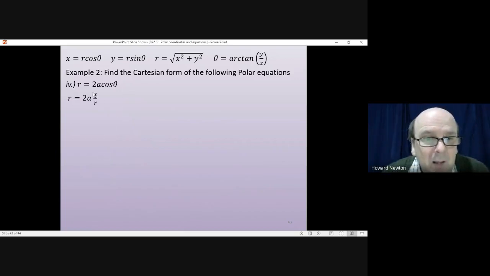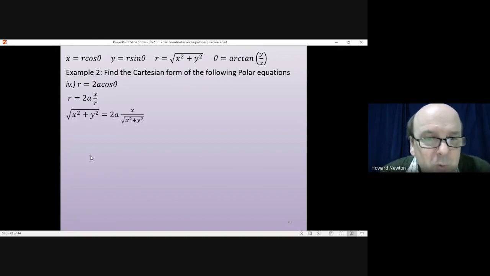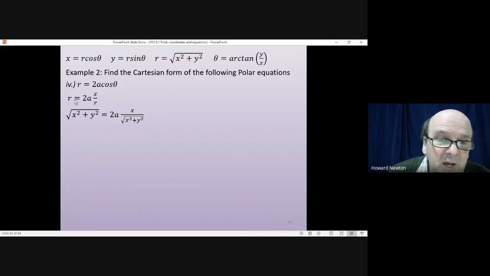Well, for 2a cos theta, what I've done here is I've substituted in for cos theta using this equation: cos theta is equal to x over r. So r equals 2a times x over r. I'm trying to get an equation which just has x's and y's in it. The square root of x squared plus y squared, that is what r equals, 2a times x over the square root of x squared plus y squared. It's always the case that once you've just got r's, you can just use this to substitute in for r, and that will give you a Cartesian equation. So at this point, we have got a Cartesian equation. All we need to do is tidy it up a little bit.